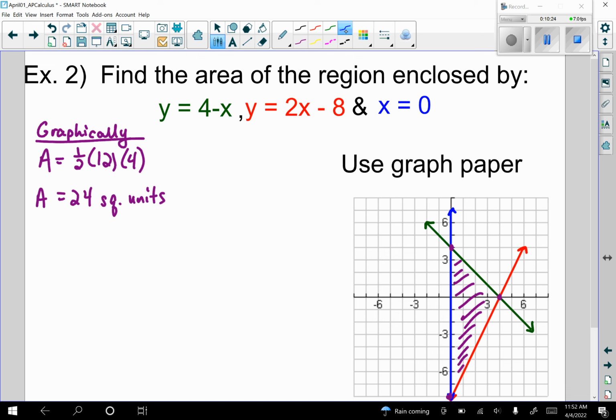But what if we wanted to set this up using calculus? We'll just say analytically.